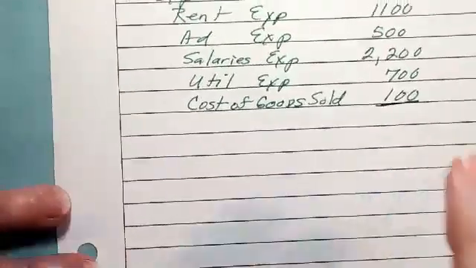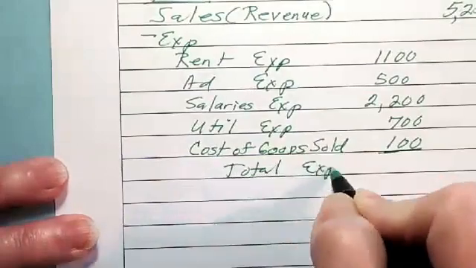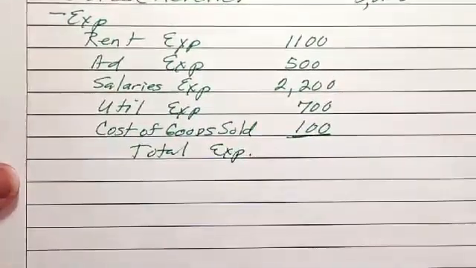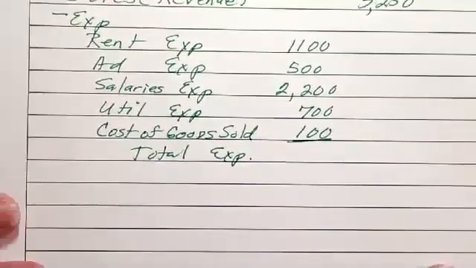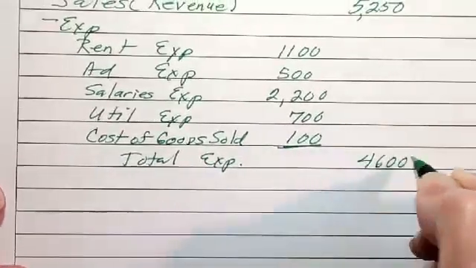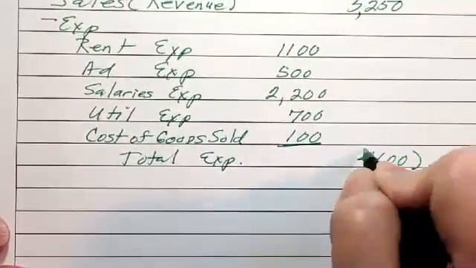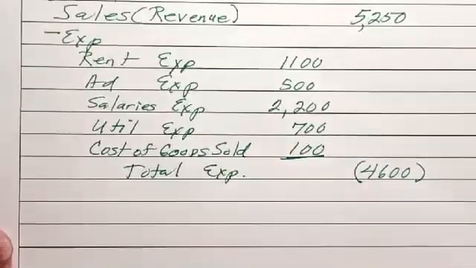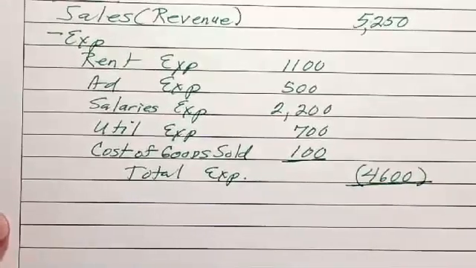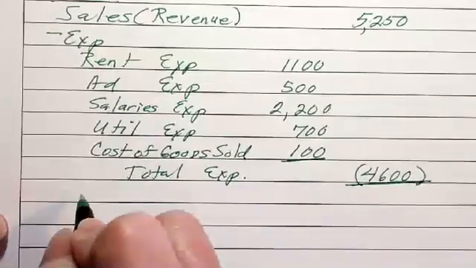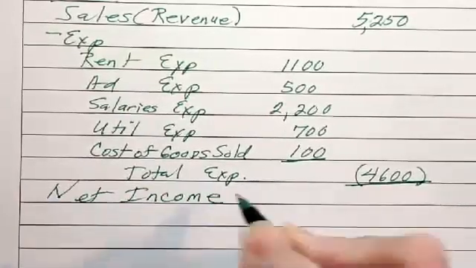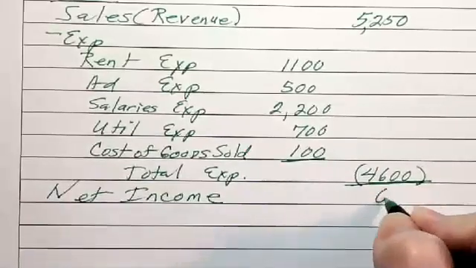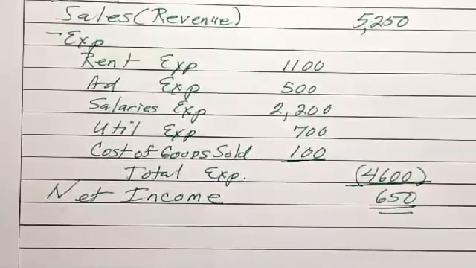So then we have total expenses of $4,600. And sometimes when we subtract things, we put them in parentheses. Again, remember, a negative sign is really hard to keep track of. And so if we put them in parentheses, that way we know we're subtracting things. And so our net income is $650. So that's how much we made this period.